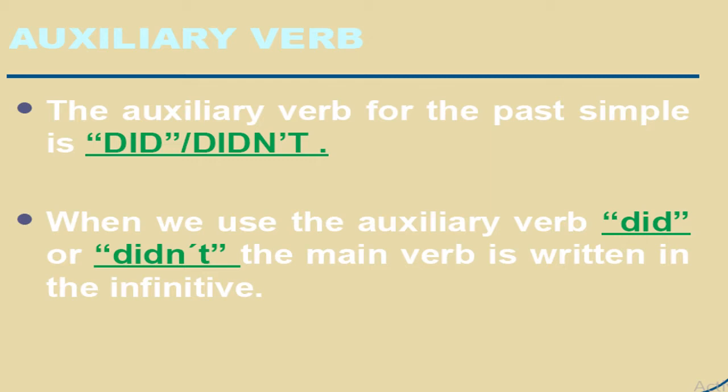Auxiliary verb. The auxiliary verb for the past simple is did or didn't. When you use the auxiliary verb did or didn't, the main verb is written in the infinitive.